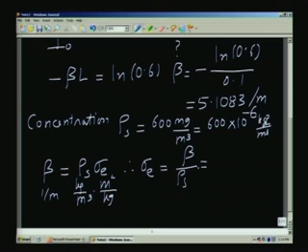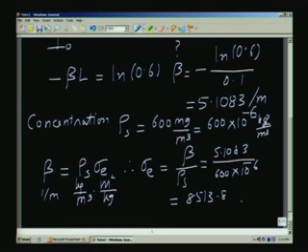So, we can put it as 5.1083 divided by 600 into 10 to the power of minus 6. Units will be meter squared per kilogram, as you have seen from the workout here. This comes out to 8513.8 meter squared per kilogram. That is the second answer we require.